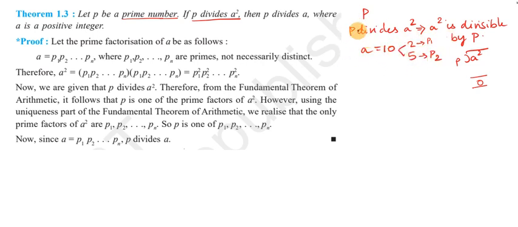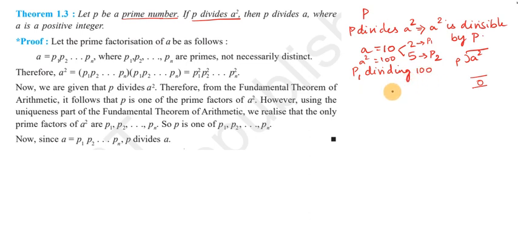So here they're telling P divides a square. I'm taking either of the P, either P1 or P2. Let me first take P1. Let me consider P1 is dividing a square. I have a as 10, so let me consider a square to be 10 square, that is going to be 100. a square is 100. So P1 is going to divide 100.